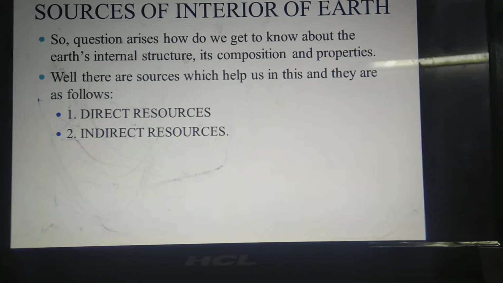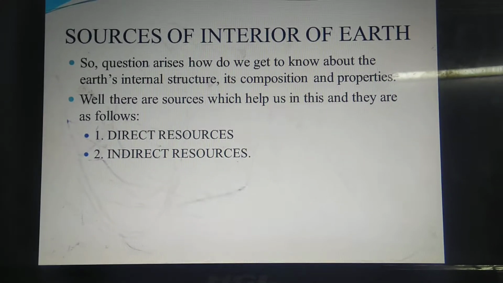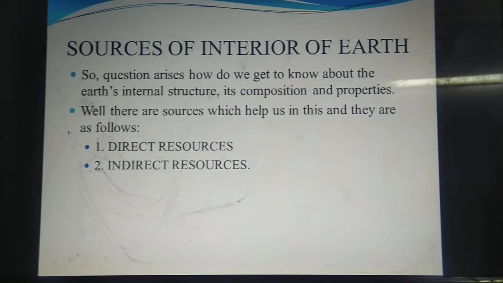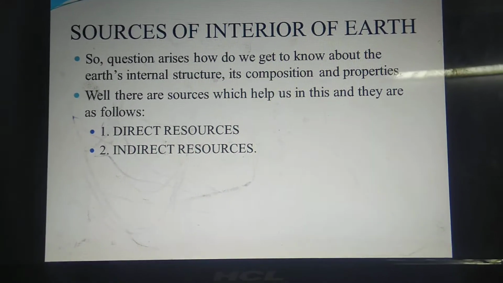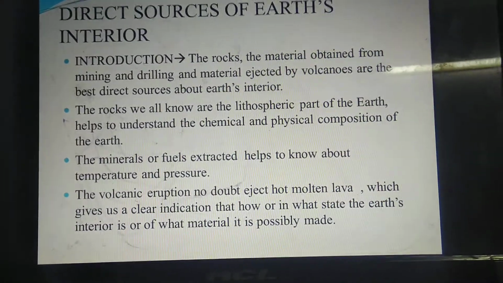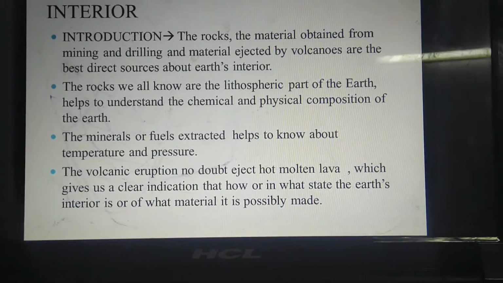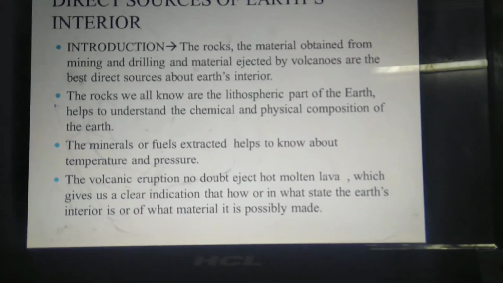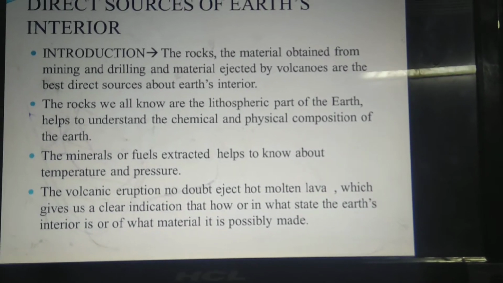And the question arises, how do we come to know about the Earth's internal structure? The answer is very simple: there are two sources of information about the Earth. You can say sources or resources, direct sources or indirect sources. So first let's discuss the direct sources of the Earth's interior. The rocks, the material obtained from mining and drilling, etc., and the material ejected by the volcanoes are the best source of information regarding the Earth's interior.